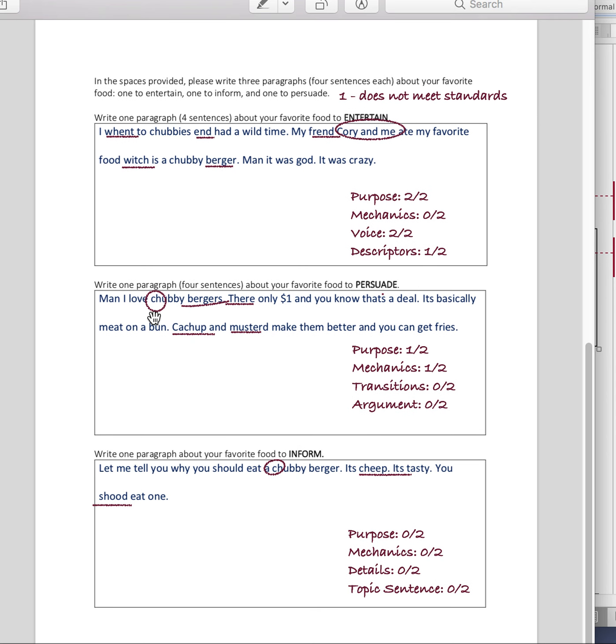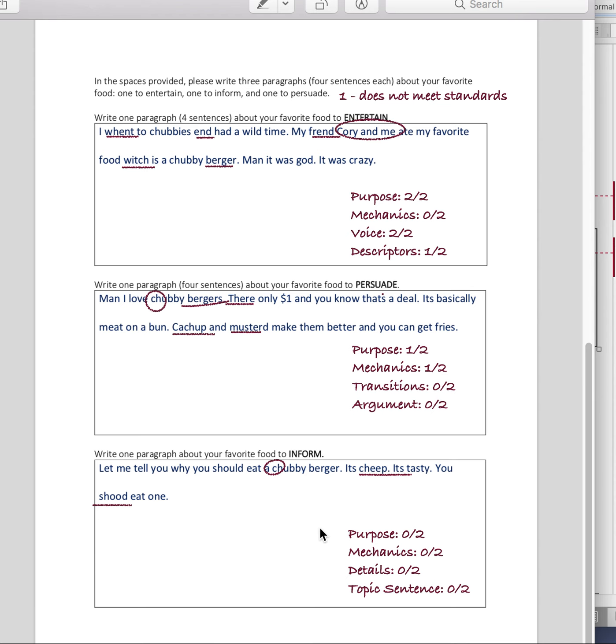If we look at the second one, right, the kind of problems that he's having kind of hits the purpose, maybe. It sounds like he's trying to convince, right? They're only $1 and you know that's a deal. It's saying it's good, so it's kind of sounding like they're trying to persuade you that Chubby burgers are great.